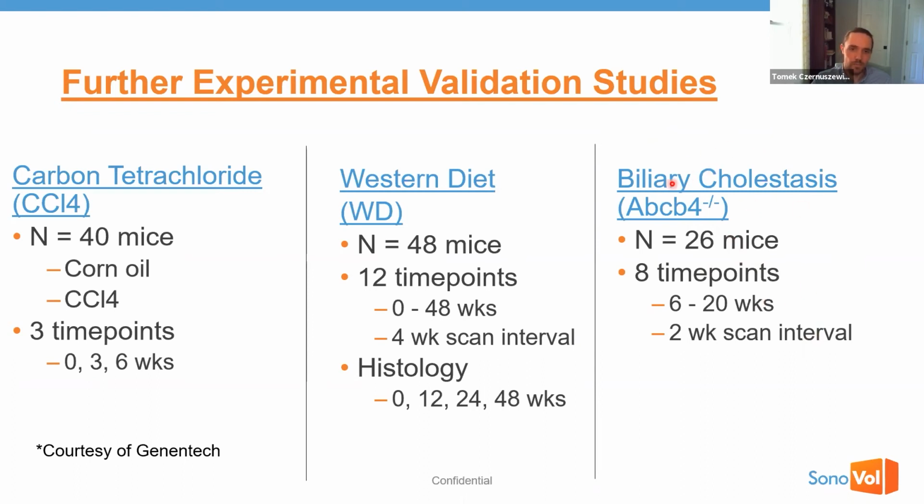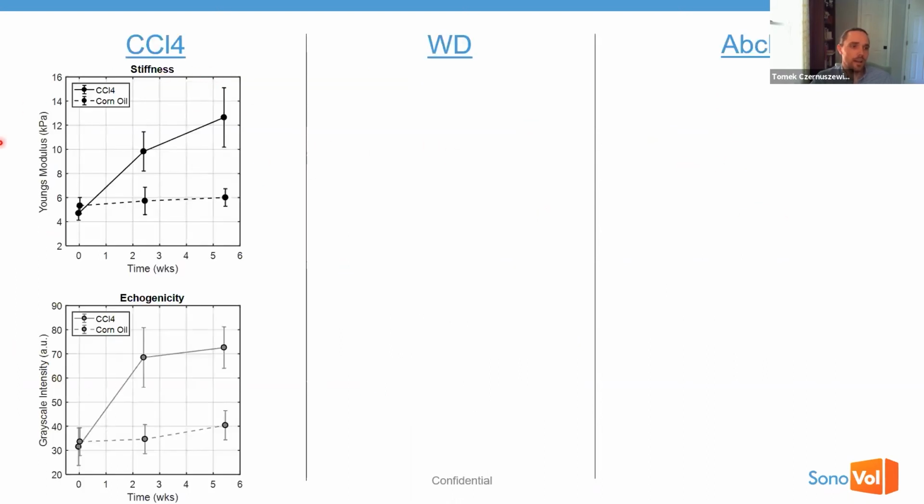We've been serially scanning these animals to see how the parameters and imaging metrics change with the different underlying mouse models. In this slide, the top row is stiffness and the bottom row is echogenicity, and we'll go through the different models. Carbon tetrachloride develops very rapid onset of fibrosis, as expected. And what we saw is a nice rise in stiffness as measured by our imaging technology, and no corresponding rise in the animals that were injected with simple corn oil.